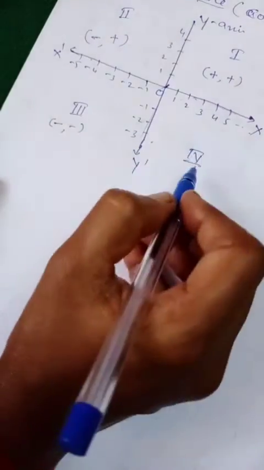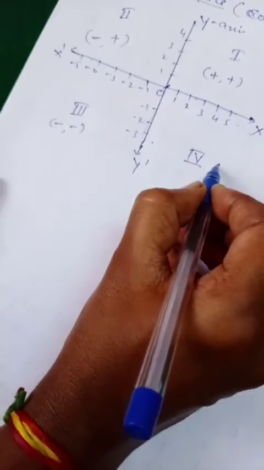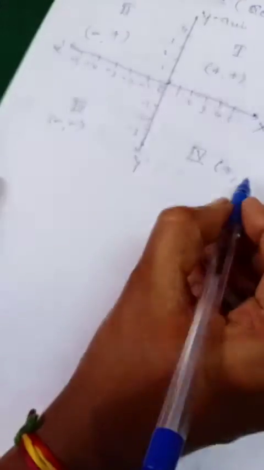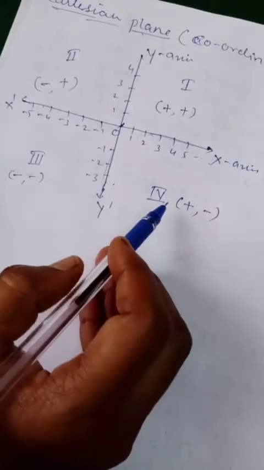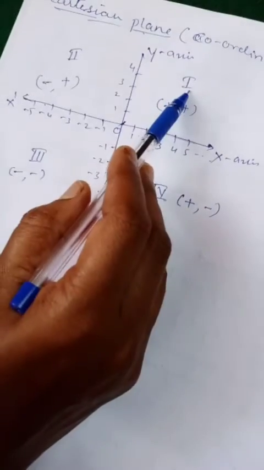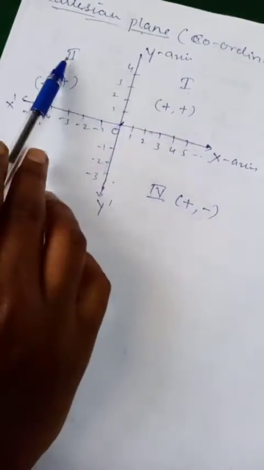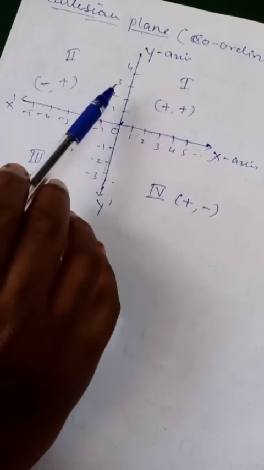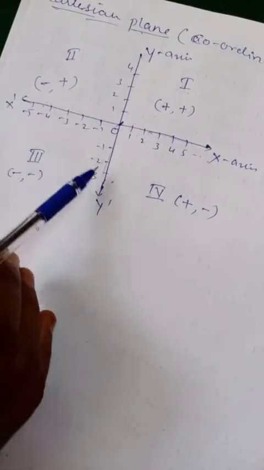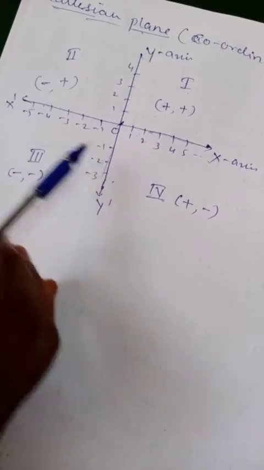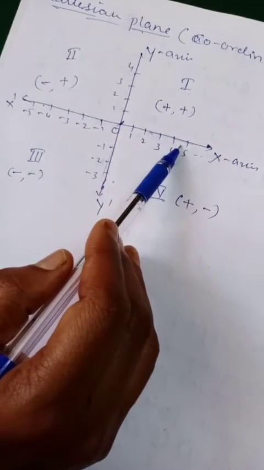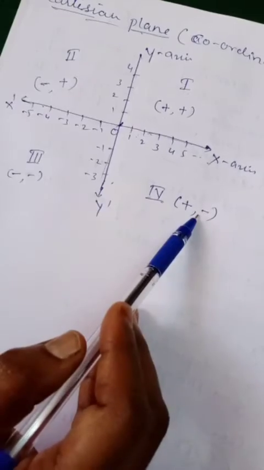In the third quadrant, both are negative, so negative and negative, minus and minus. In the fourth quadrant, the x-axis is positive and the y-axis is negative. So these are the 4 quadrants of coordinate geometry. The first quadrant is plus and plus, that is positive and positive. The second is minus and plus. The third is minus and minus, because both axes are negative here. The fourth quadrant is positive and negative.